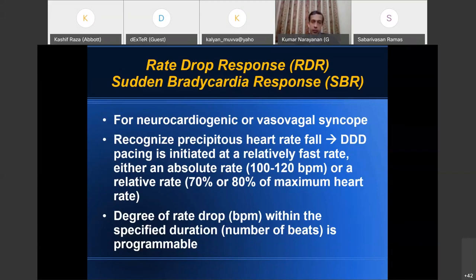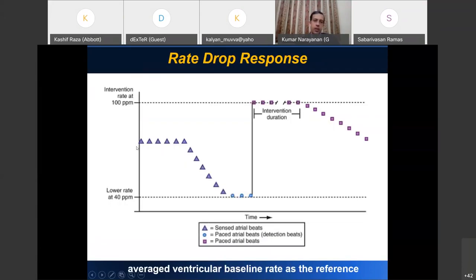Either you can set an absolute rate at which you want this pacing to happen, or it can be set as a relative percentage of the maximum heart rates which are generally achieved over a period of time. So how does the device recognize this? It looks at the time period over which the drop happens. So this is an example of how the rate drop response would work.